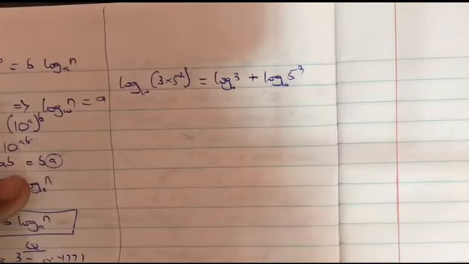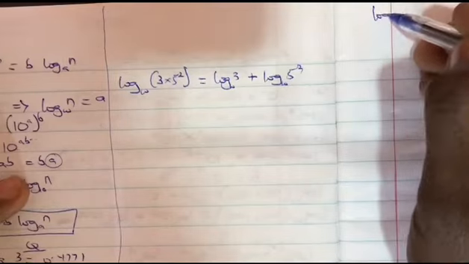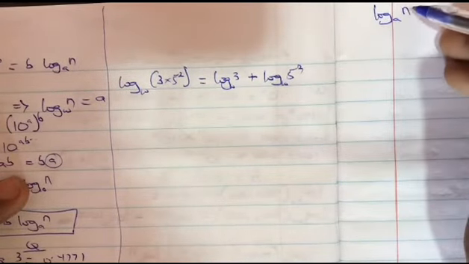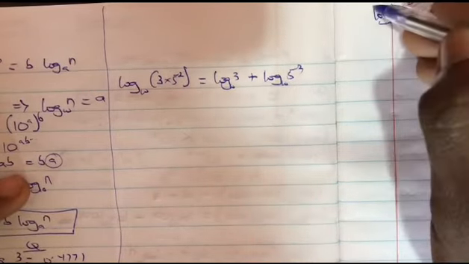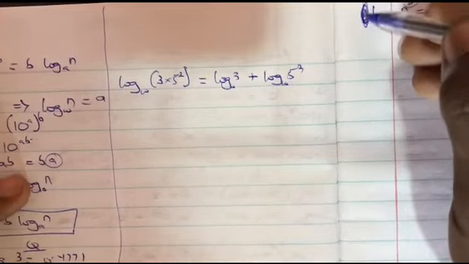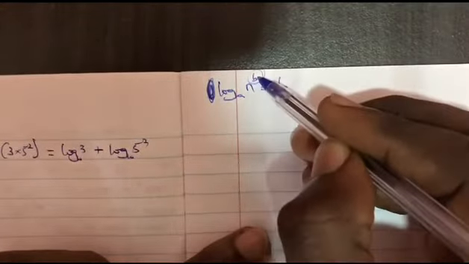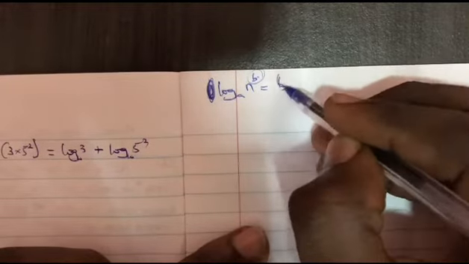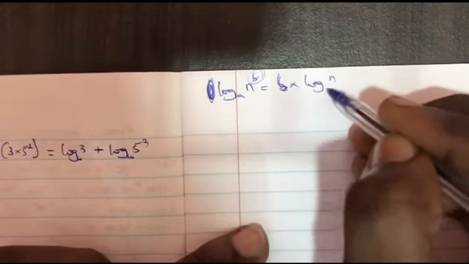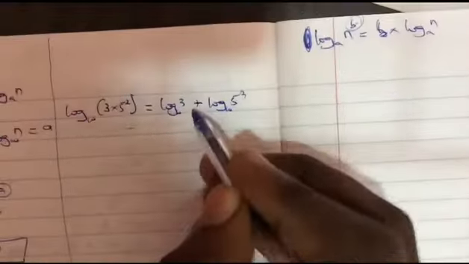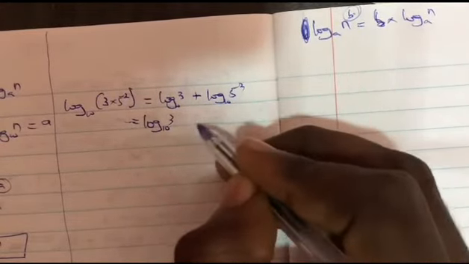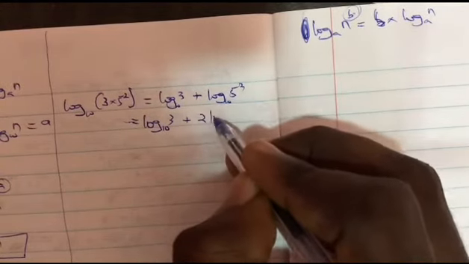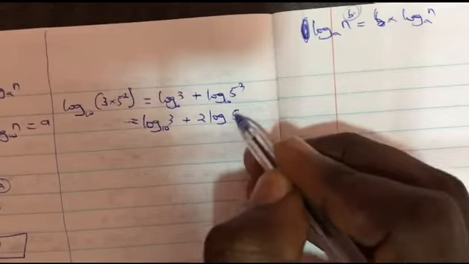Remember that the third rule says that if I have log of n exponent b to the base a, I'll just have to bring this exponent b to this side. So it's the same as b times log of n to the base a. So similarly, I can say that this equation is the same as log of 3 to the base 10 plus 2 log 5 to the base 10.